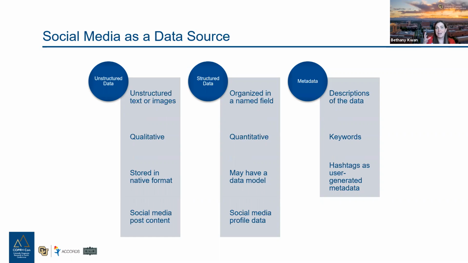And then finally, there's metadata. This is descriptions of the data or keywords. An example of this is hashtags, which are considered user-generated metadata. So these are ways that the data have been labeled. And this can either be done by some outside party or it can be generated by the user themselves, as is often done these days.